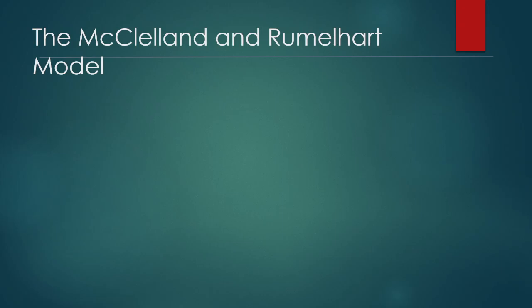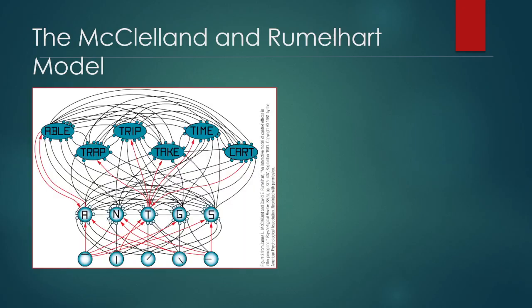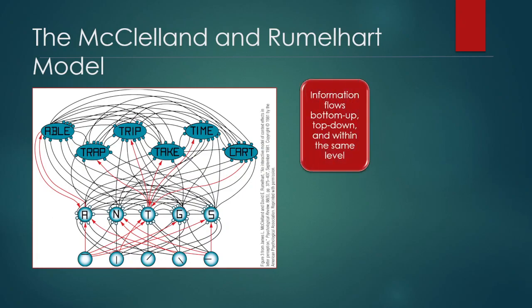All right, our final model, the McClelland and Rumelhart model. Again, this is old. McClelland was 1950s, something like that, explaining how we recognize things. So here we have a model, sort of a neural network, I guess we could argue. So information is going to flow from the bottom up.